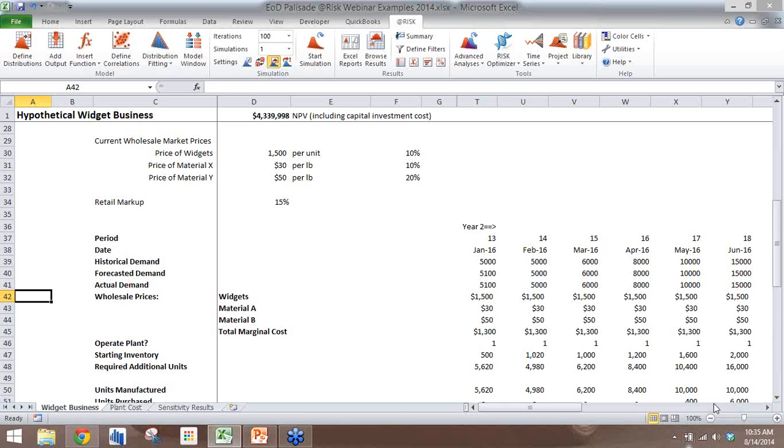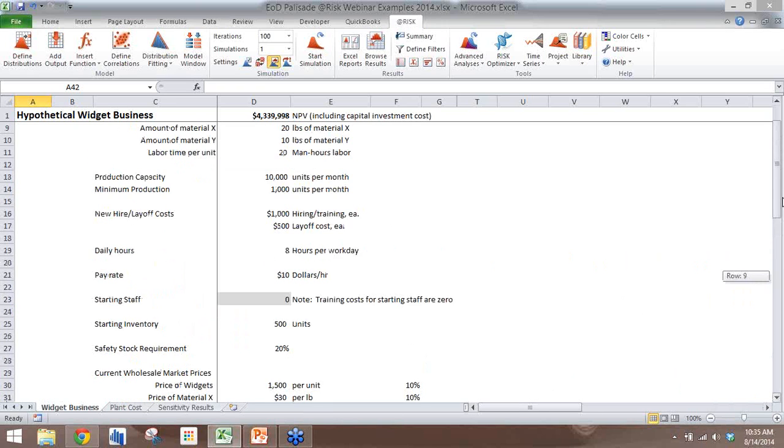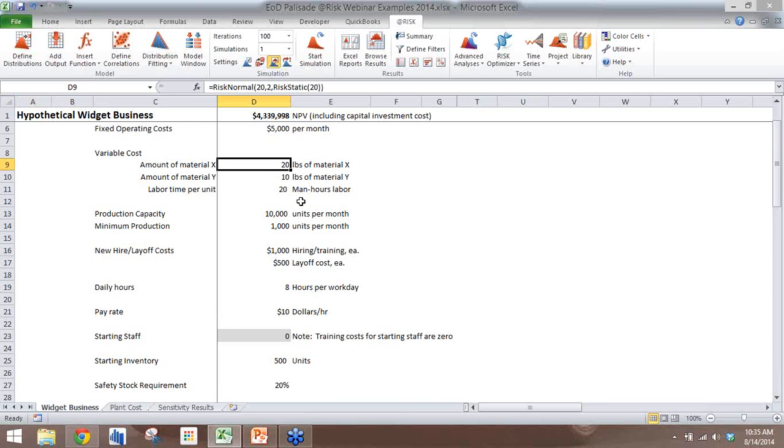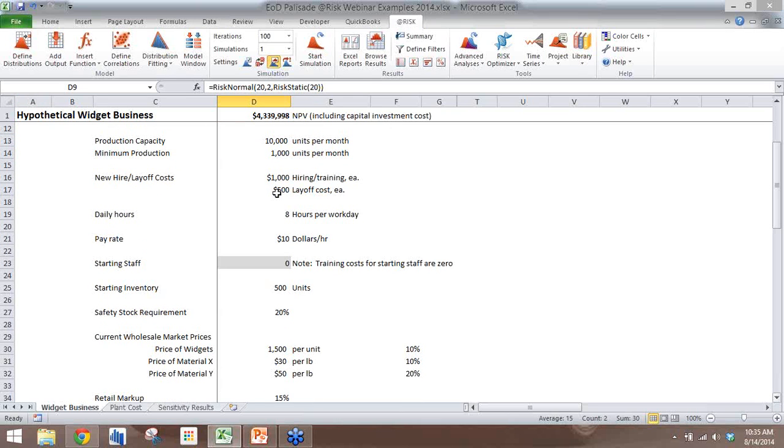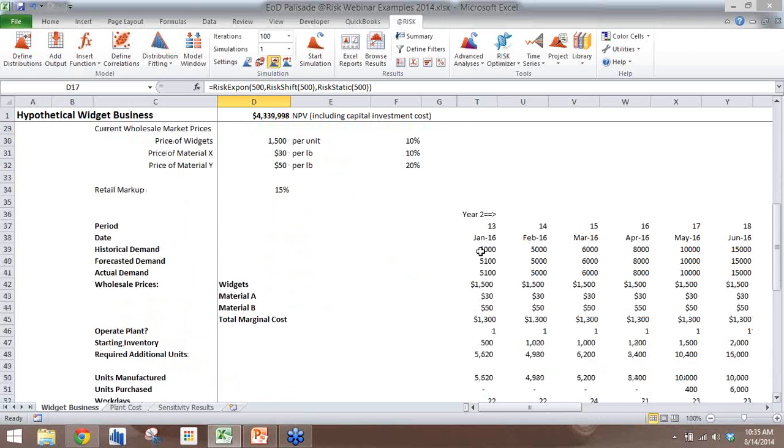So what I've now done is I've specified probability distributions for these values here for my input quantities. I've specified that here using a risk exponential function for my layoff costs. And I've now specified distributions for my wholesale prices of my inputs, material A, material B, as well as the widget wholesale prices. And I've referred in these distribution functions to these inputs here. And you'll see where that comes into play a little bit later.